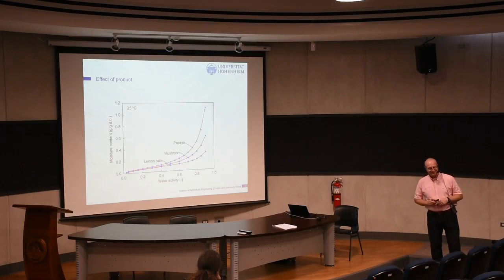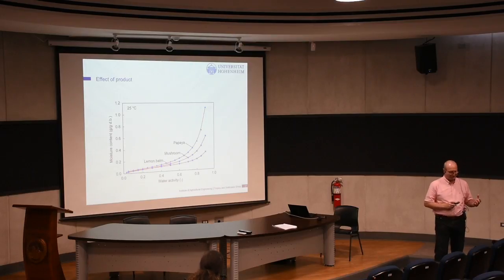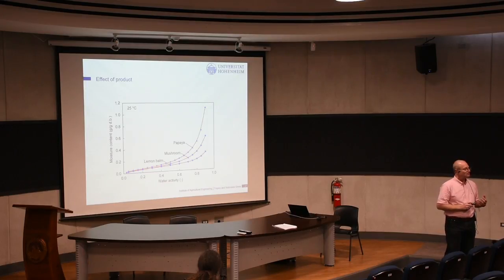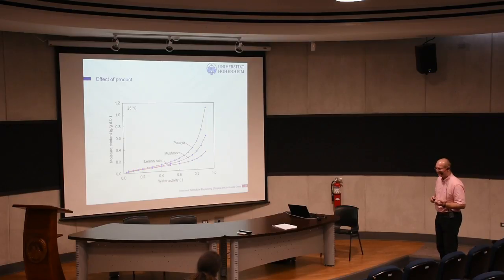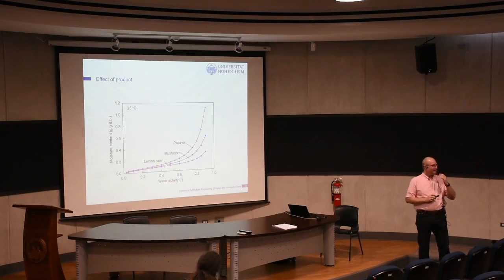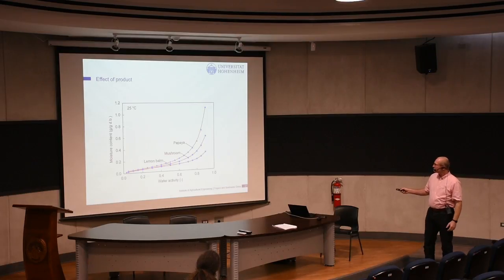And we have also learned that this hygroscopicity is a function of the ingredients of a product, if there is sugar or starch or fiber. So which one of the three is more hygroscopic, papaya or lemon balm? Lemon balm is a herb, Melissa officinalis. Papaya, yes. Papaya is more hygroscopic and it's logical. There is more sugar than mushroom and here this herb, lemon balm.